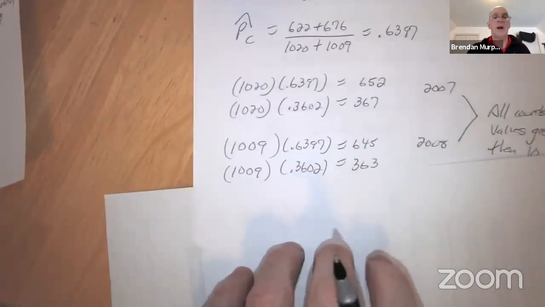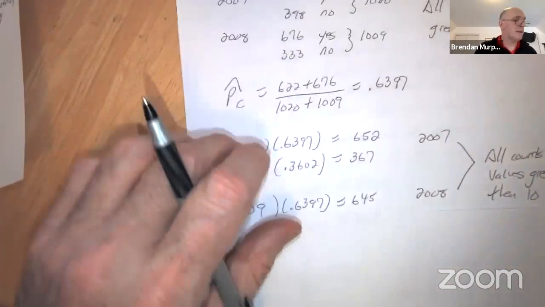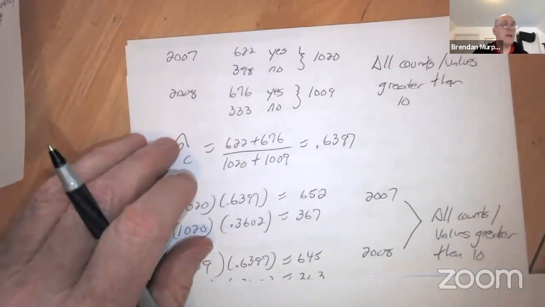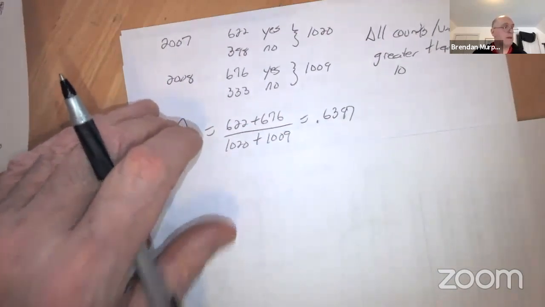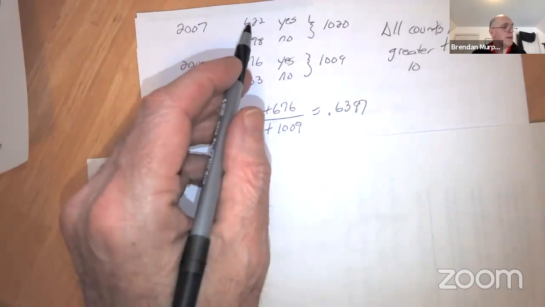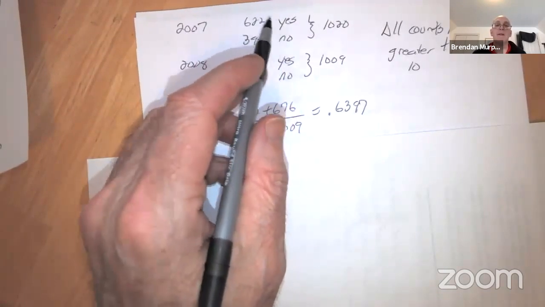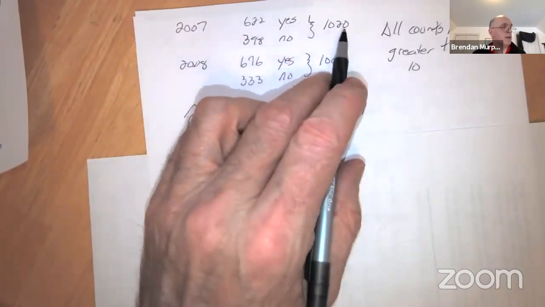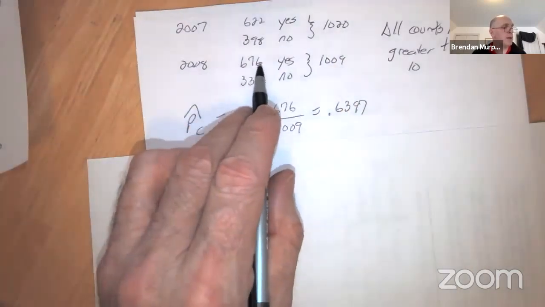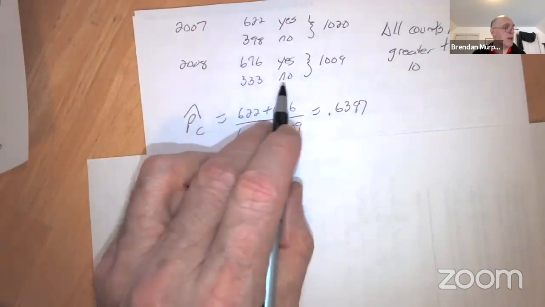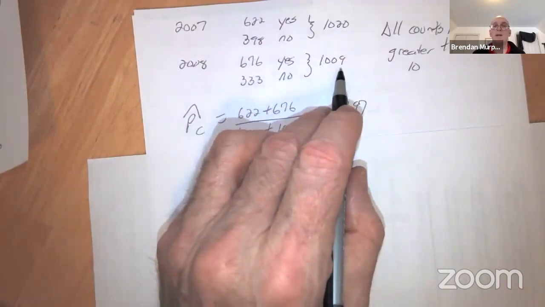And so my third one, I call them my NP checks. This was a lot of work here, and I'll try and explain why I did it twice. So in 2007, there were 622 yeses, 398 no's. Add those two up, you get this number. 2008, 676 yeses, 333 no's. Those add up to 1,009.